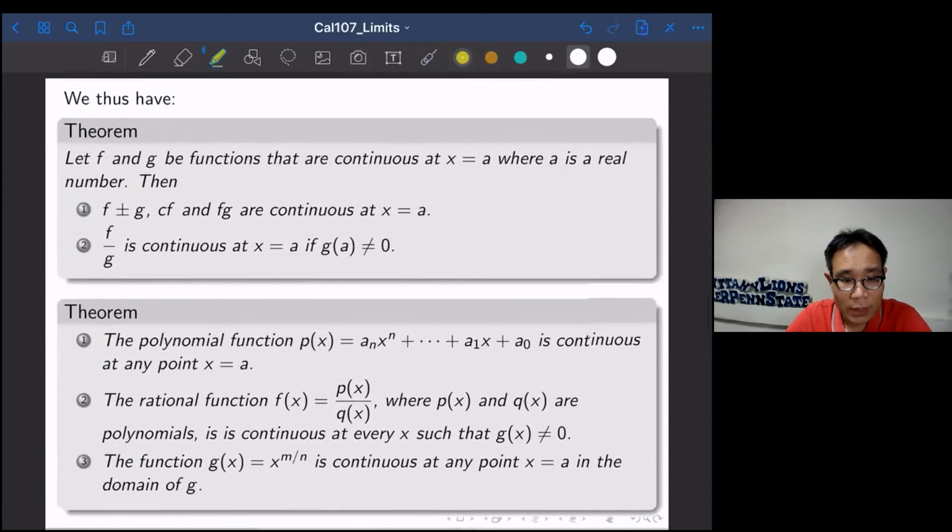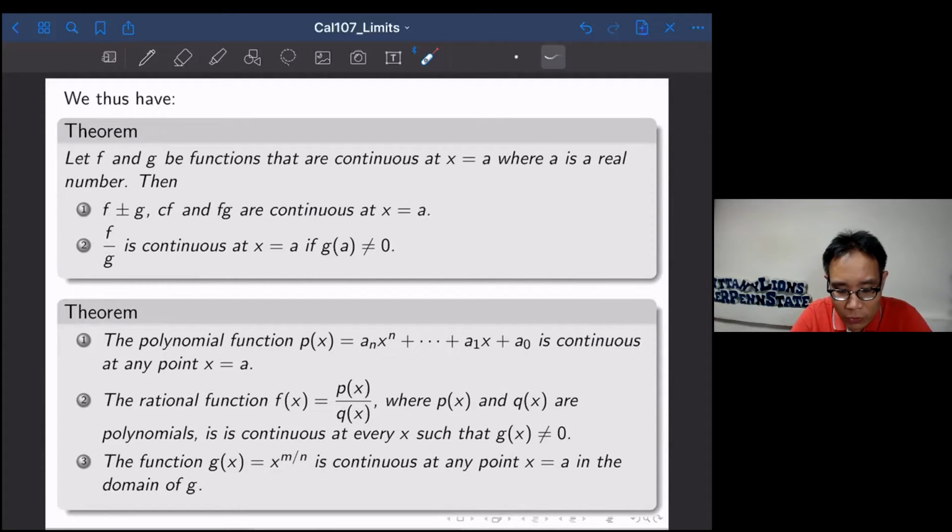Another thing is going to be about continuity. Continuity is the concept that if f and g are functions that are continuous at x equal to a, then the sum, the constant multiple, and the product of the two functions turn out to be continuous at x equal to a as well. So there's nothing to worry about: the sum, the difference, the constant multiple, and the product of continuous functions will not affect the continuity of the function.